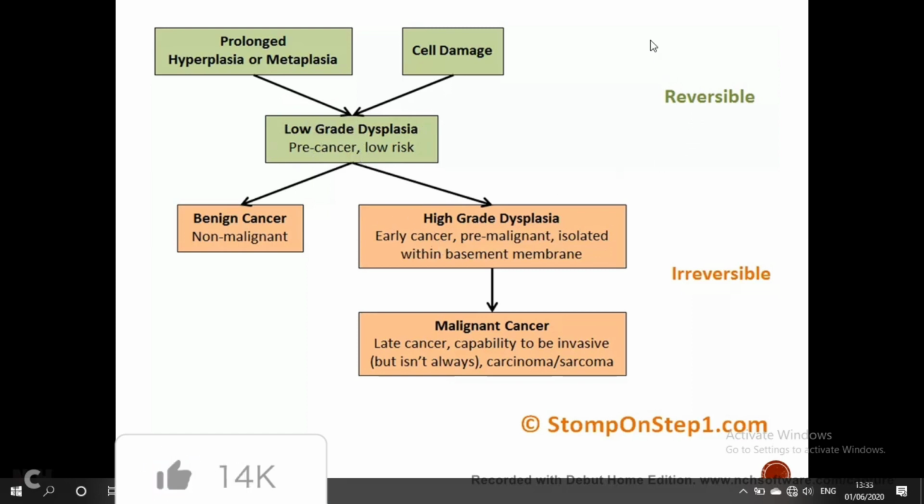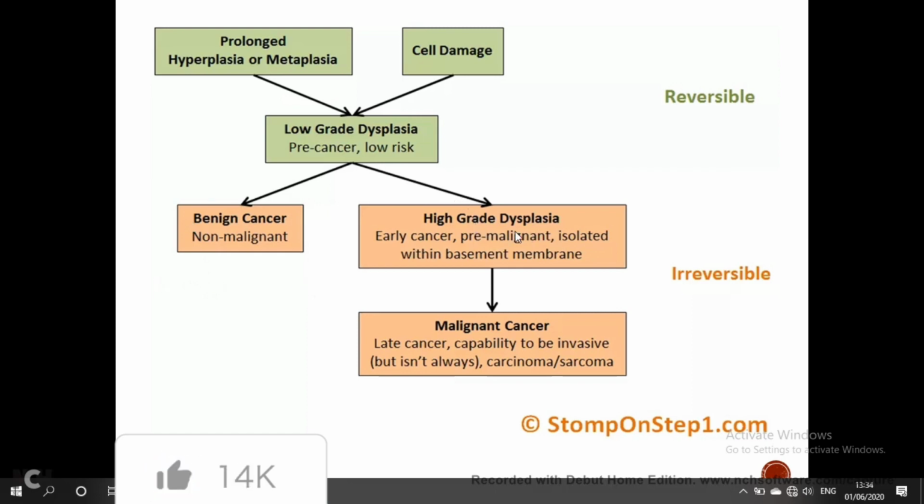Now what happens? This green area, the green boxes, till this lesion, the dysplasia or any cell injury is reversible. So if it is reversible, it may turn back into the normal state of the cell, or it may turn into a benign tumor, or it can lead to high-grade dysplasia. If it is a benign tumor, cancer is the wrong word here. We know the features of benign, non-malignant tumors, right? So still the patient is safe.